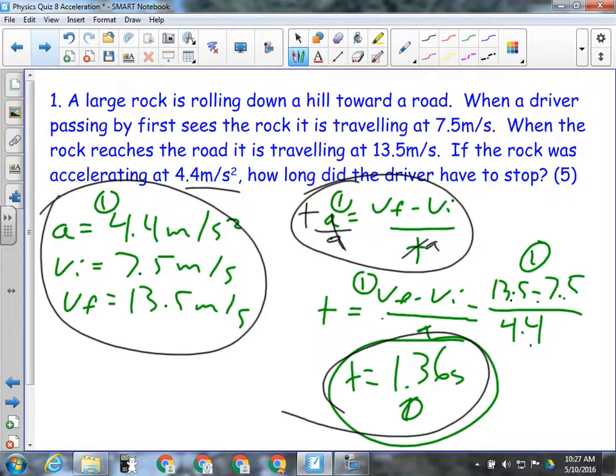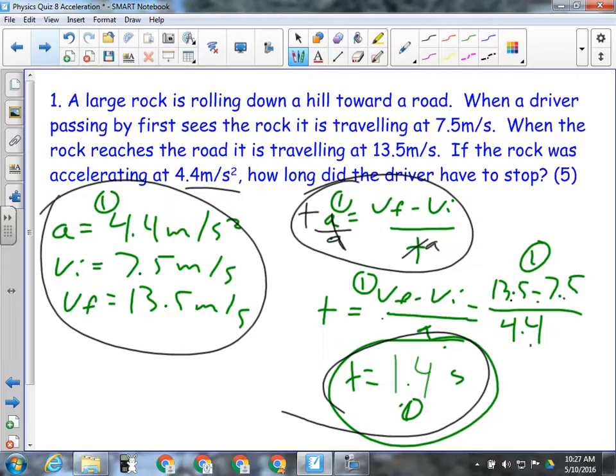Oh, yes, sorry, I didn't do significant figures. Yes, you are absolutely right. Sorry guys, I did this quiz before we started doing that. You are 100% right on that. It's 1.4 seconds, two significant figures. Good eye. Five marks, yeah.